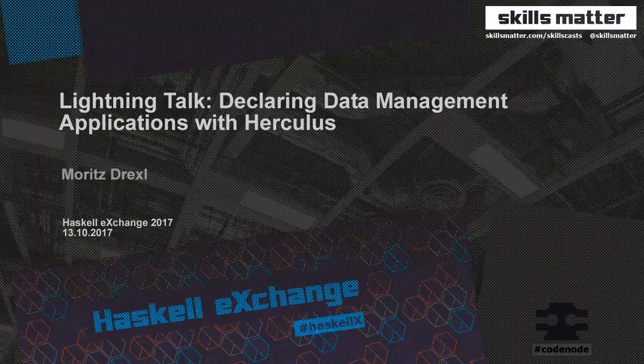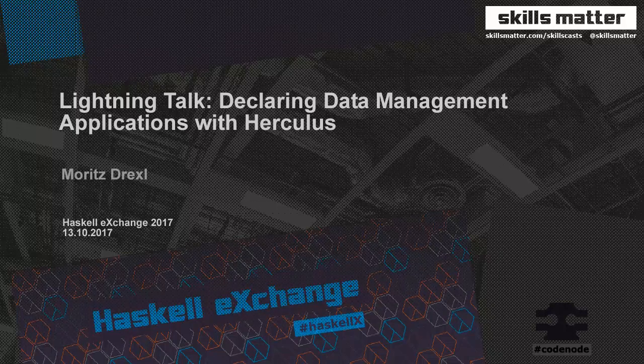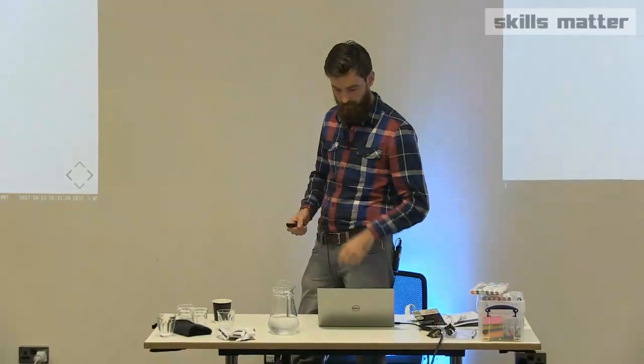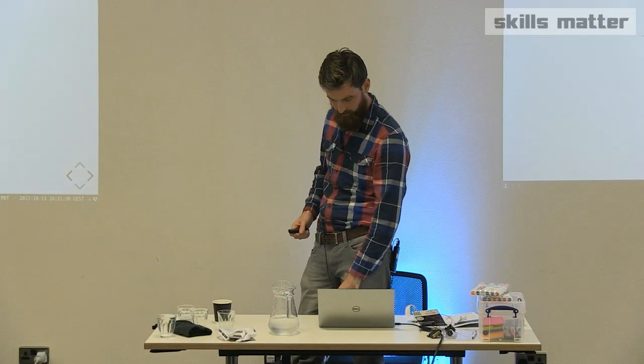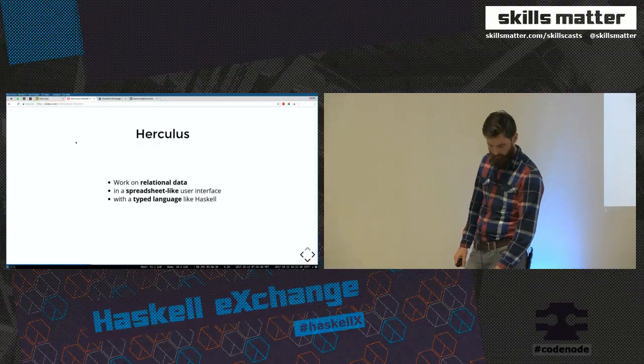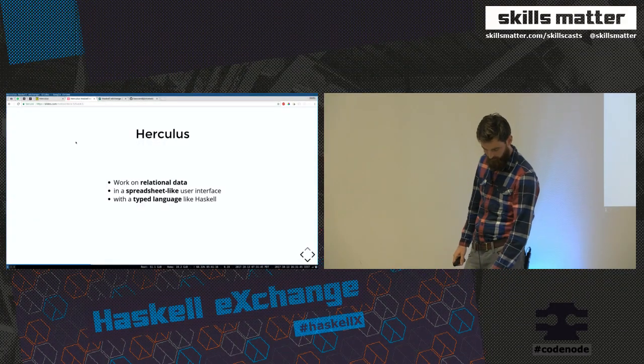Okay, so I've been working on this project called Herculus, and you can think of it as a way to work on relational data, and it has a spreadsheet-like user interface. And the most interesting part is that you have this typed language like Haskell that you can use to transform your data. I'm going to quickly explain the basic concept, how it works, and then we're going to look at one example.